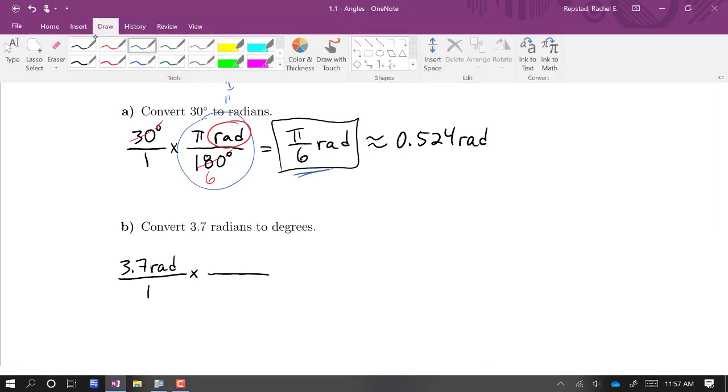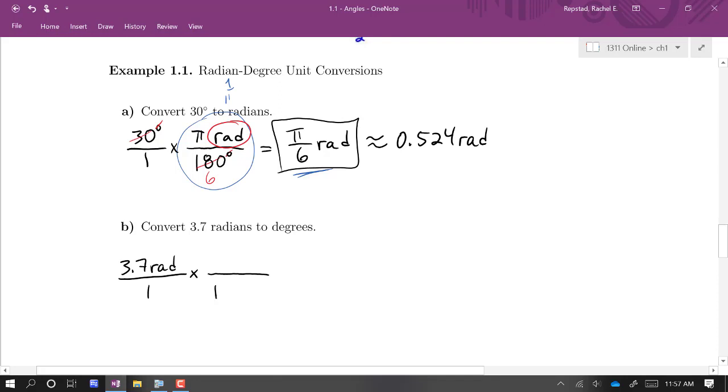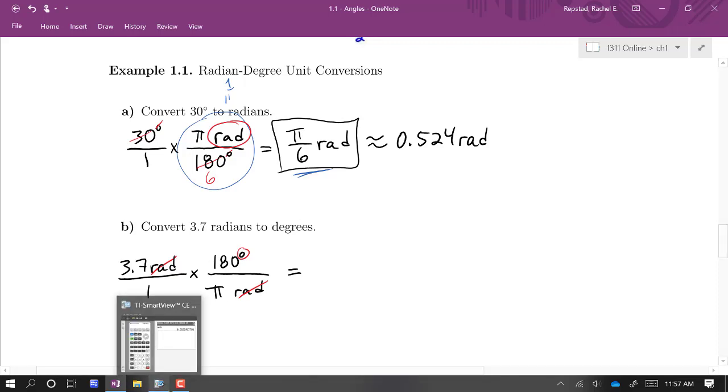So I'm going to do the same thing down here in part B. I've got radians. I don't want radians in my answer, so I'm going to put the radians on the bottom. Pi radians, 180 degrees. The radians cancel. We're left with degrees. And now I'm just going to multiply through. So 3.7 times 180 and then divide by pi, because pi is on the bottom.